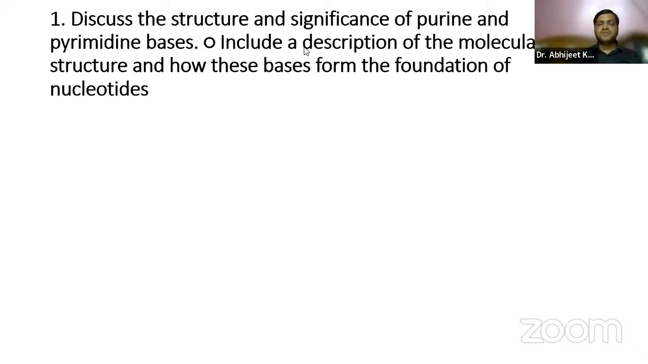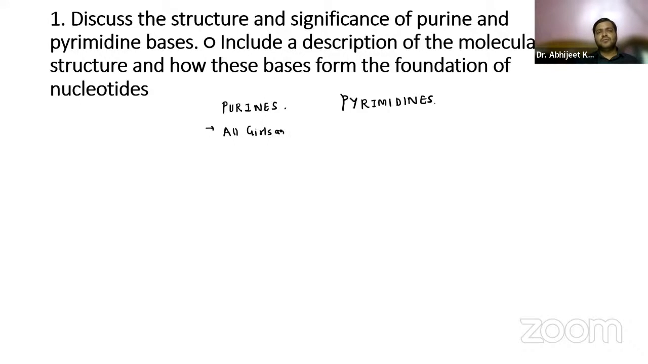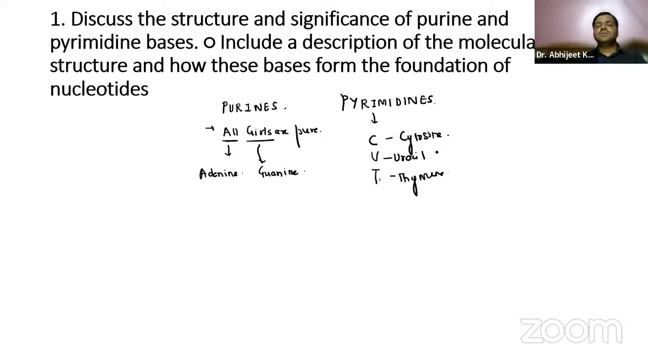Firstly, you should know purines and pyrimidines. Purines are the ones which we already know: all girls are pure. From A, you already know we have adenine, and from G, it is guanine. And pyrimidines, remember by the help of the mnemonic CUT: we have cytosine, uracil, and thymine. So these are the purines and these are the pyrimidines. One exception that I have already told you: uracil is found in RNA only and thymine is found in DNA only.